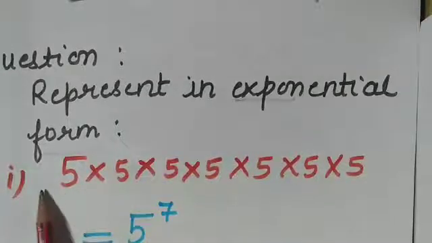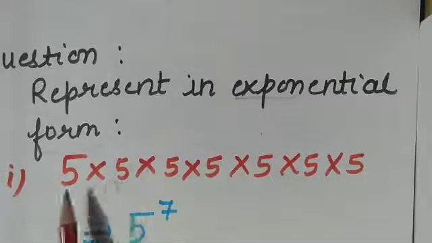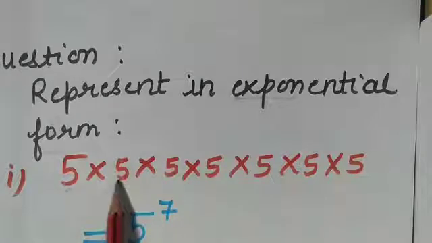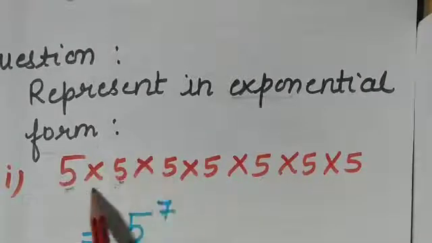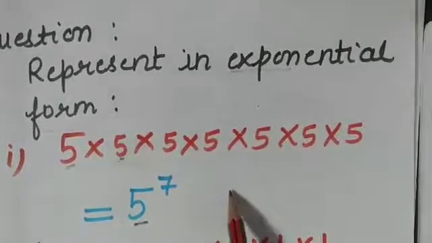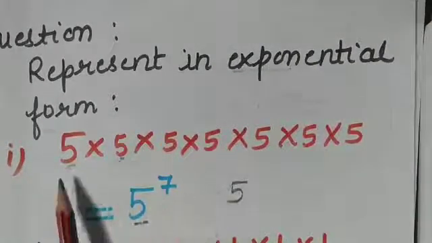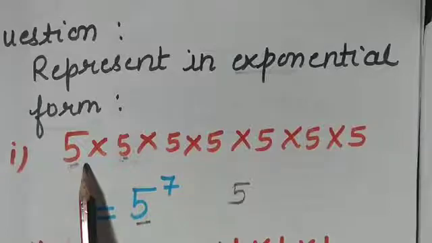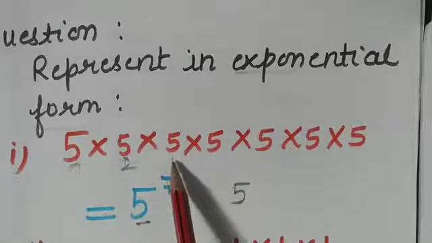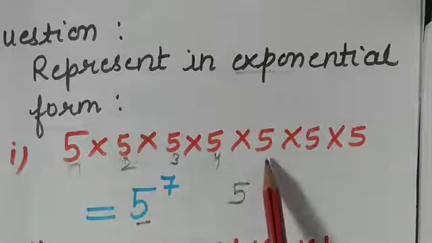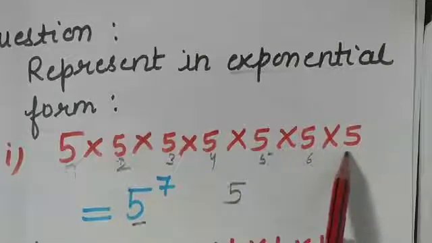First we have 5. Here we are multiplying 5, and how many times? As 5 is being multiplied, this will act as your base, so I have written 5. Now how many times is this 5 being multiplied? Let us count. 1, 2, 3, 4, 5, 6, 7.